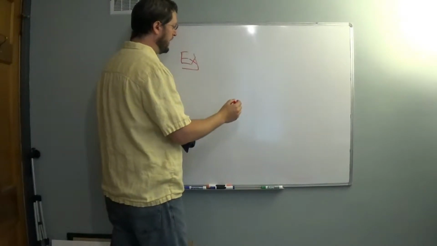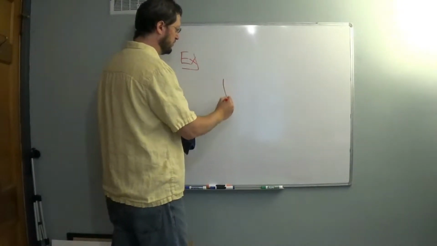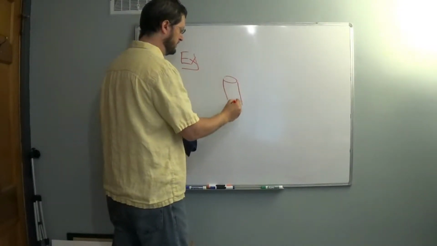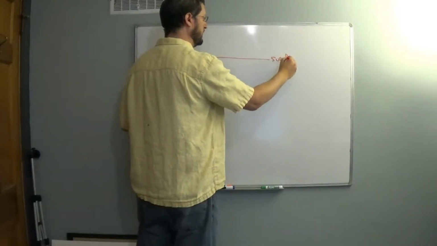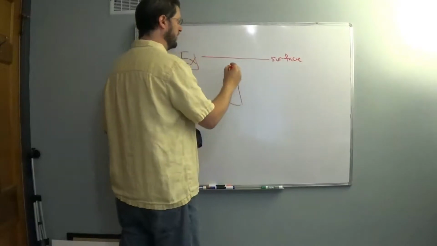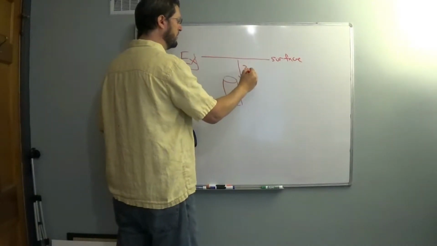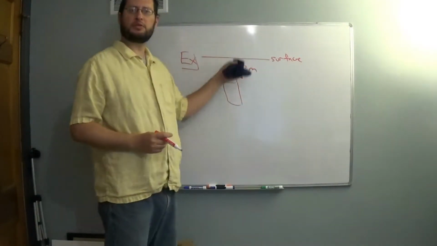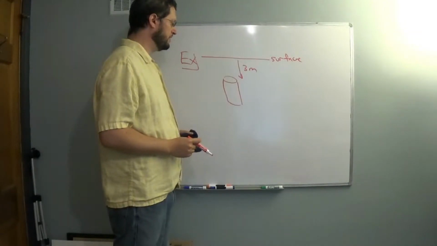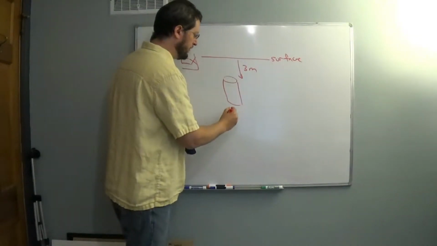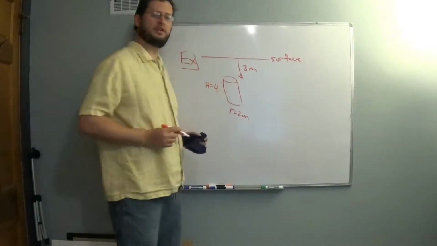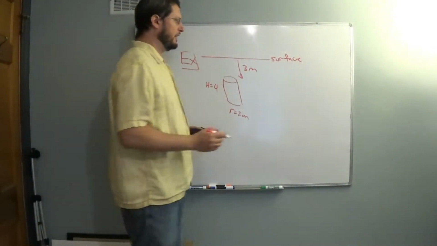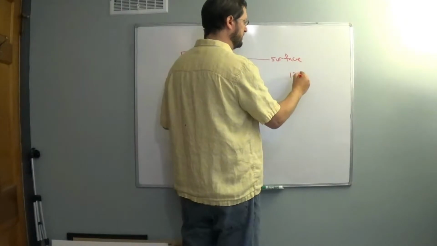Alright, suppose that I have a tank, a cylindrical tank. Suppose that this tank is buried under the ground. So the tank is buried 3 meters under the surface. The radius of this tank is 2 meters, and the height of the tank is 4 meters. It's filled with a liquid.